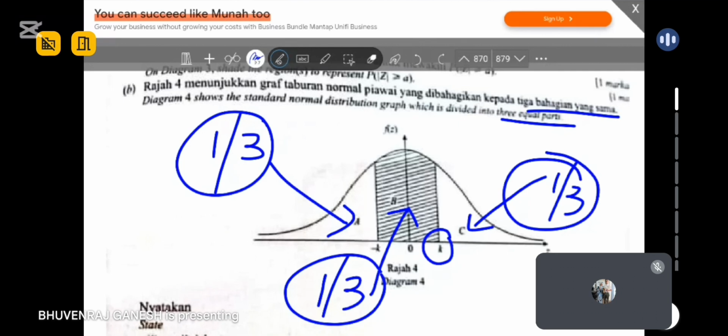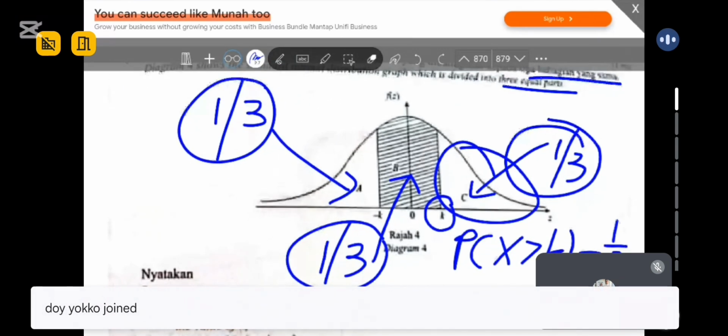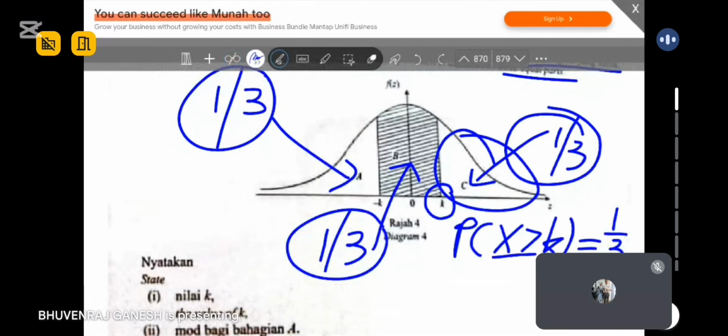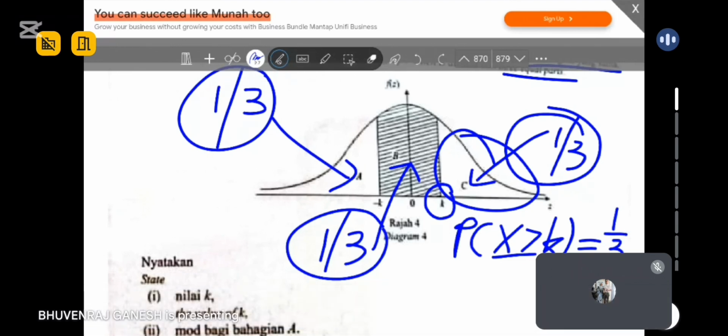I think it's very easy, right? Because you already have the probability. So you can write like this: probability X greater than K equals 1/3. I'm talking about this one. So how to solve this, guys? Refer to the table. Am I right? Because your equation, everything is correct already. First thing, you must make sure your sign points to the right. Correct. The equation is correct.